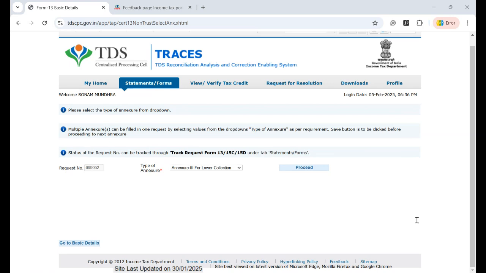The ideal rule is that we are required to provide a TDS certificate to each and every deductee, but practically that is not what happens in the market.